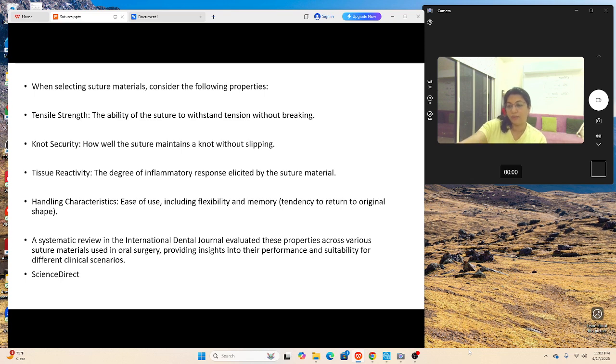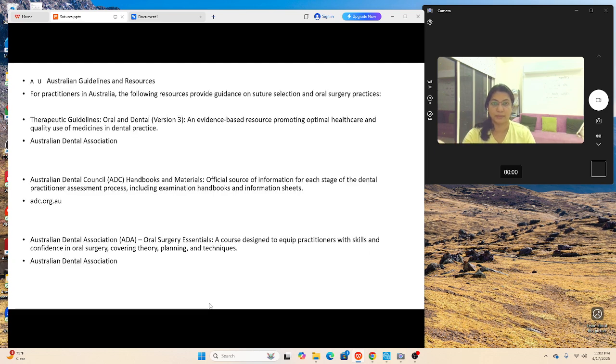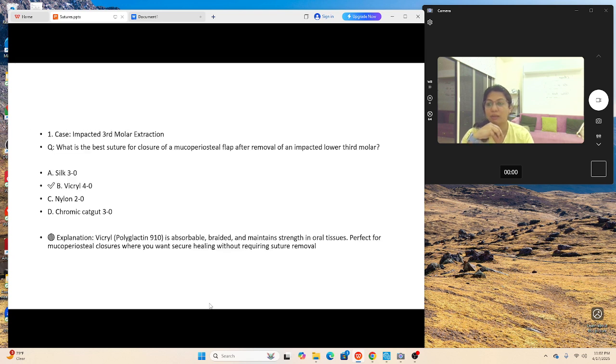So these are my resources. You can just copy paste this on Google and you will get from where I have taken the materials from. These are also the resources. I'm usually mentioning the resources from where I gather the materials.